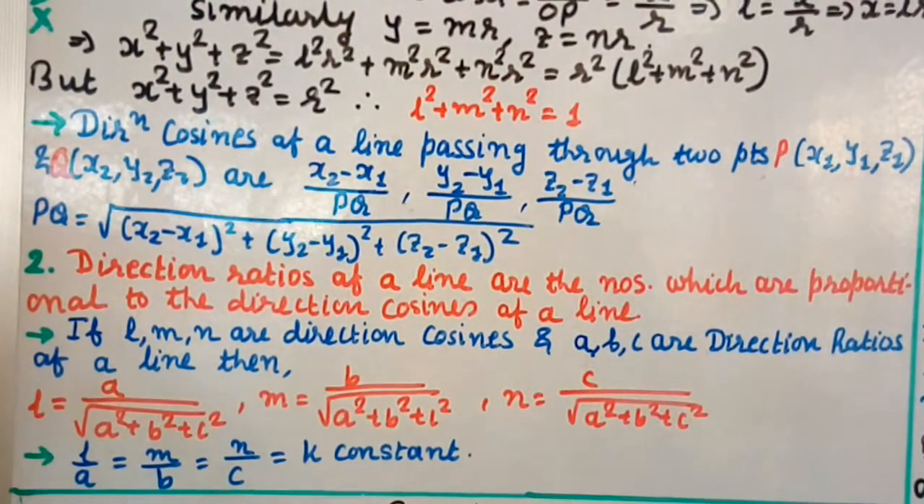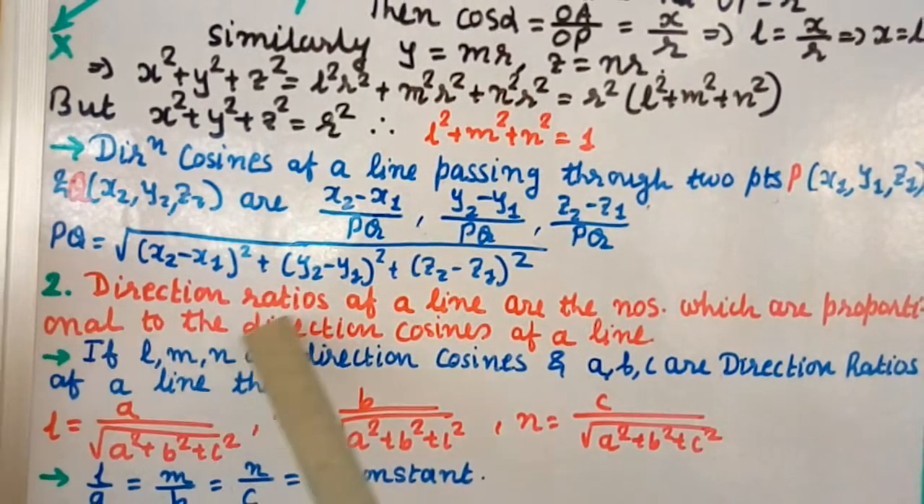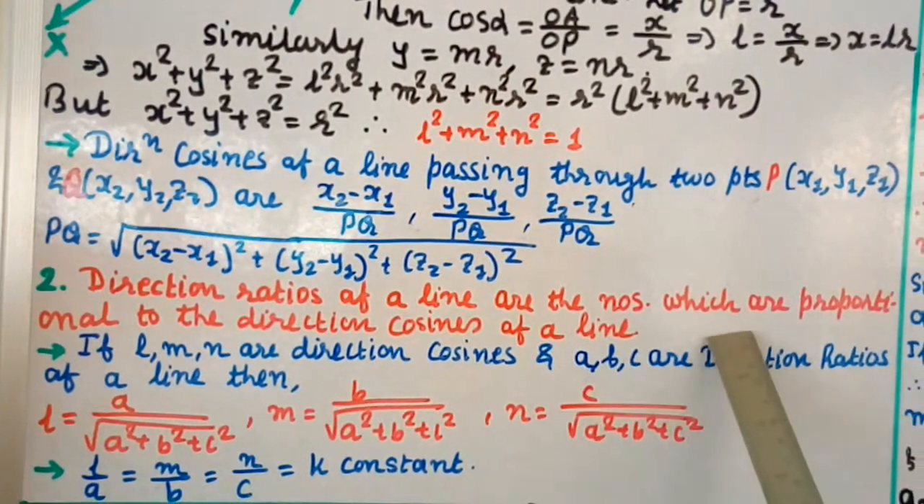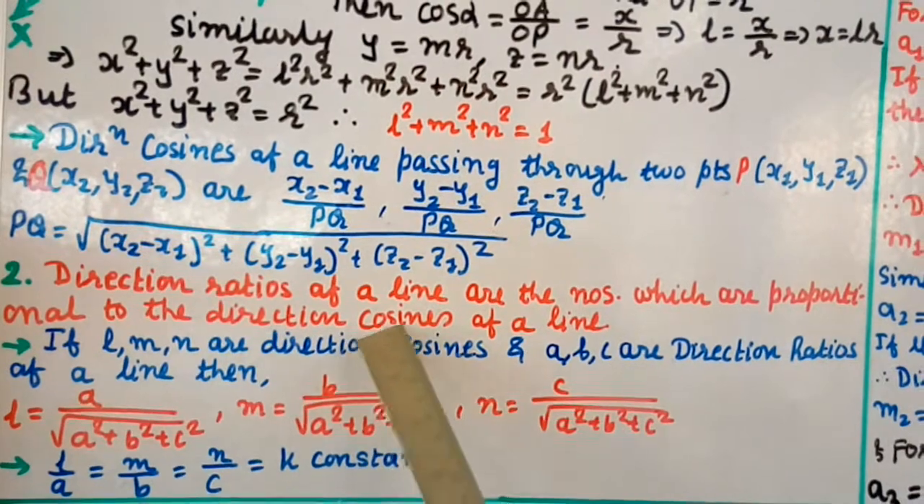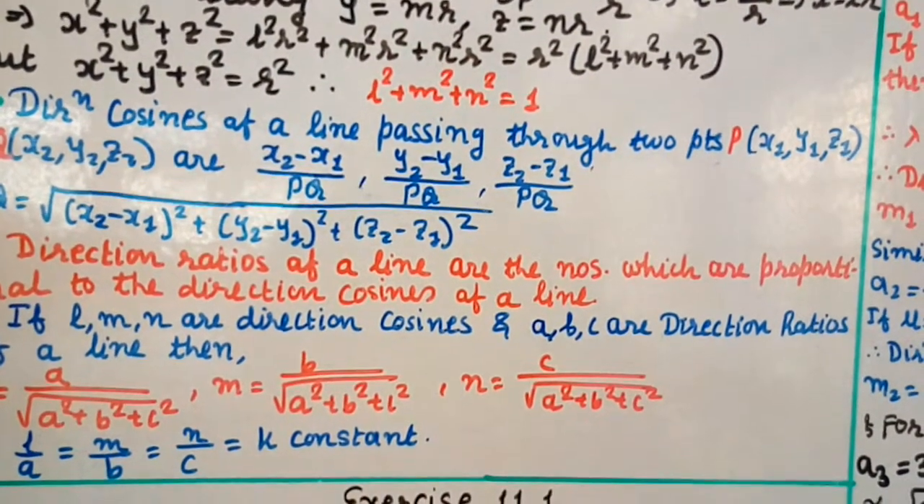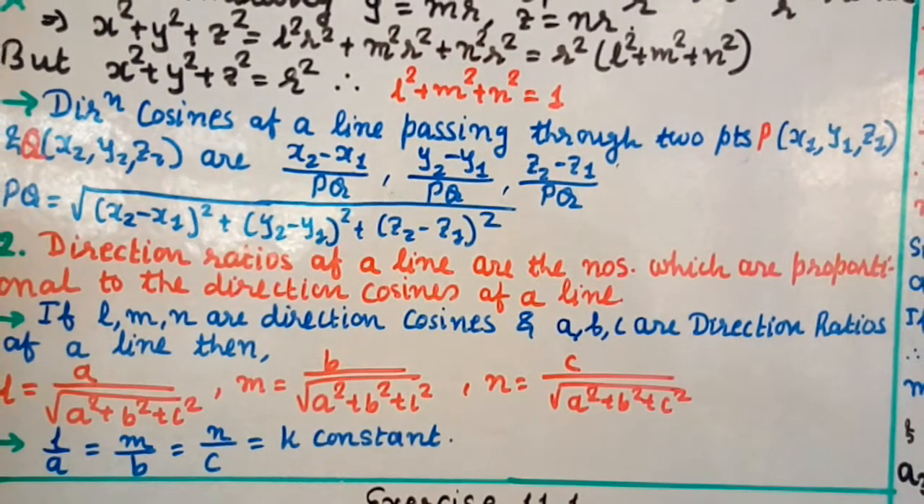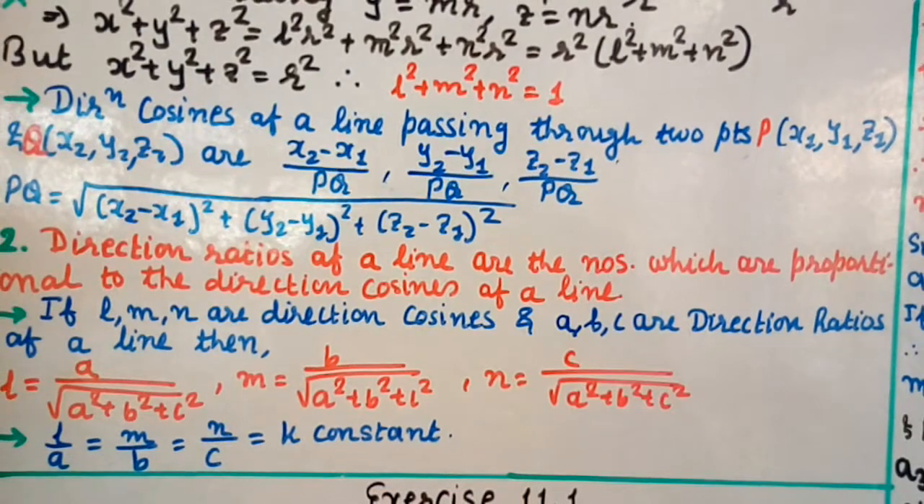Now second is direction ratio. That means let us define direction ratio. So direction ratios of a line are the numbers which are proportional to the direction cosines of a line. So L, M, N are the direction cosines, and suppose A, B, C are the direction ratios.